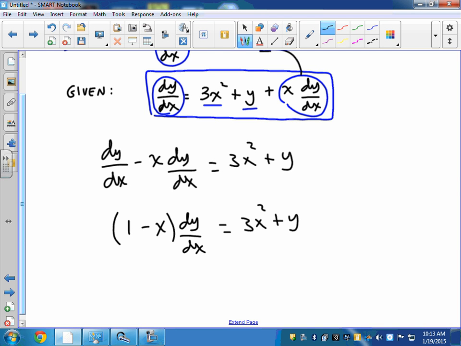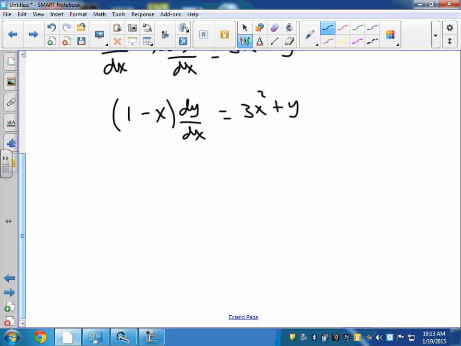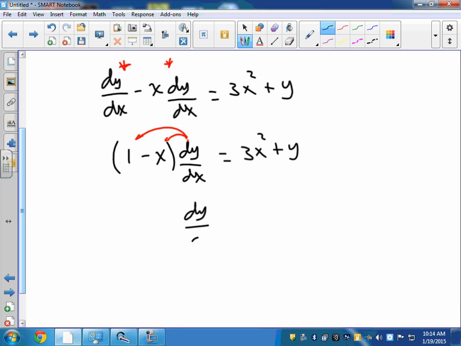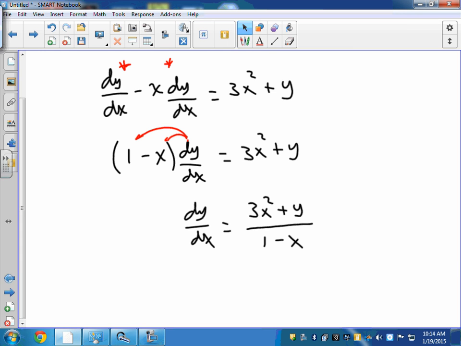On this factoring step, if you're unsure, you can always double check and make sure, sure enough, there's your dy/dx, that's this, and there's your minus x dy/dx, that's this. Okay, so our final step is to divide: dy/dx is equal to (3x squared + y) over (1 - x), and you're finished.